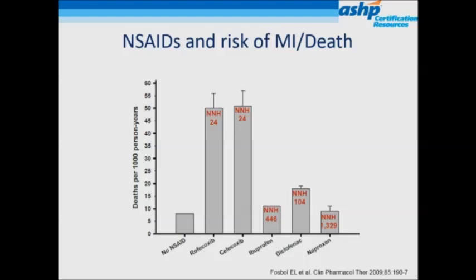And with regards to naproxen, it had the lowest number needed to harm, 1,329, before you'd have a patient who'd have a cardiovascular event. And that was fairly close to patients who had never been on NSAIDs at all. So this is sort of the background risk of MI in the overall cohort of patients.